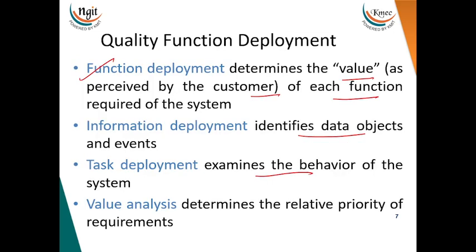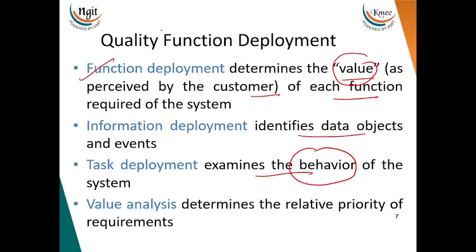Quality function deployment: functional development determines the values as provided by the customer. Each function is required by this, and what are the values for each function is very important. Information development: identify the data objects and events, what data is going where. Examine the behavior. We are going to see this part when we move on, but task development: if I do this task, what will be the output? If I do this task, what will be that? We call it behavior. Changing the environment. Value analysis: determine the relative priority, which is going to come first, which is going to come down.